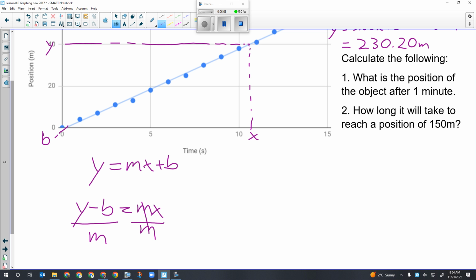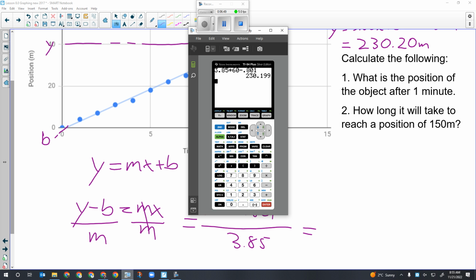Now I'm solving for x. Now I can plug in my numbers. They told me y is 150 minus negative 0.801. That's important. I subtracted b, but b is a negative number. I have to keep that in play when I move it over. And I'm dividing that by m, which was 3.85. In this question, I put in a couple of tricks that come up just so that you get exposed to them. That's one of them. If b is negative, make sure you bring it over as a negative. So I'm subtracting a negative number, so I'm going to have 150.801 divided by 3.85.